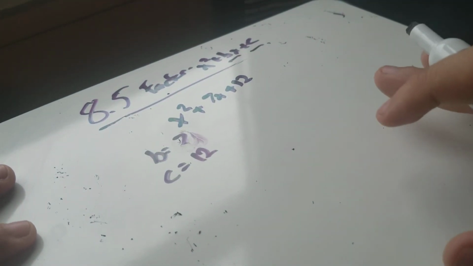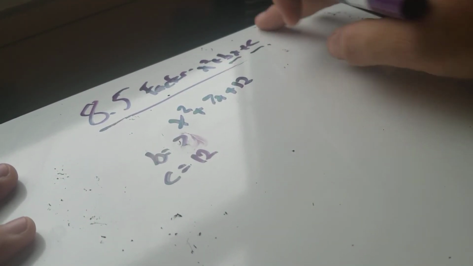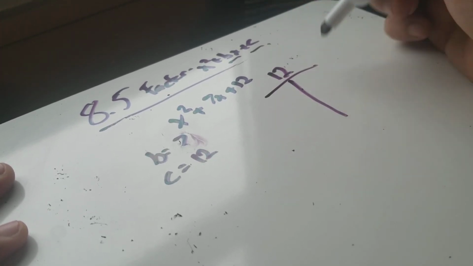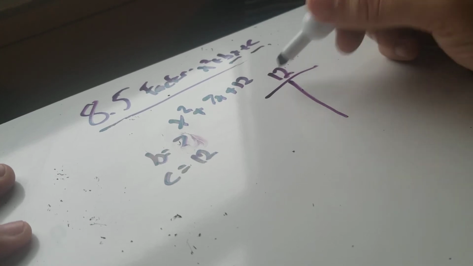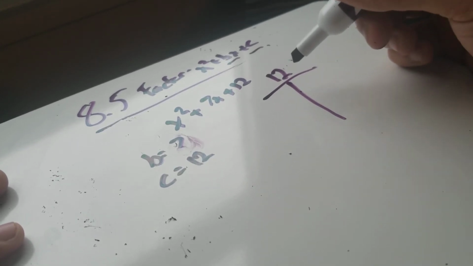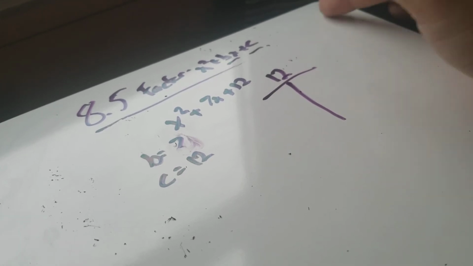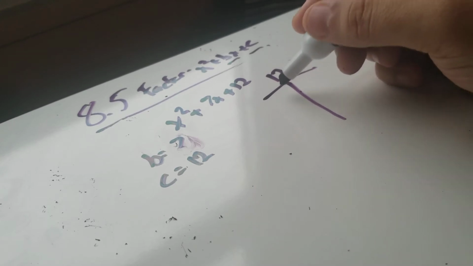Now, second step, I want to find what multiplies to C and adds to B. So I'm going to make a little table here with C, or 12, on the top. Then I'm going to start listing things that multiply. Very important, you don't have to list everything that multiplies to 12. As soon as you find it, that's fine. So I'm just going to go through in order.